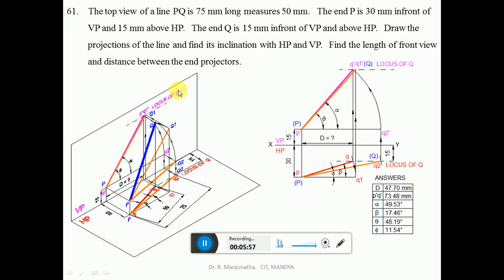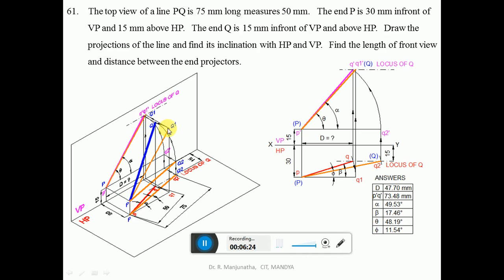Now we need to find out the true length in the vertical plane. To find it, with P as center, take the radius of PQ and draw an arc such that both P and Q1 are in front of VP by 30 mm. So how do we do that? When you are rotating like this, with P as center, take the radius of PQ and draw an arc such that PQ1 is parallel to VP.